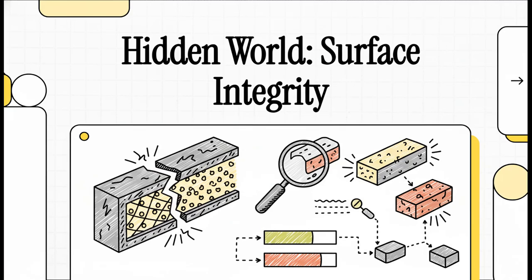Hey everyone, and welcome. Today, we're diving into a hidden world that honestly determines the strength and safety of, well, almost everything, from jet engines to medical implants. It's called surface integrity. We're going to go on a journey to uncover the secret health report of the materials that build our modern world.